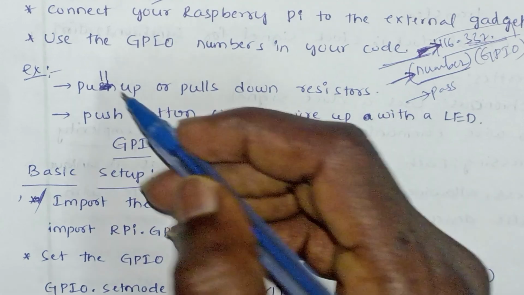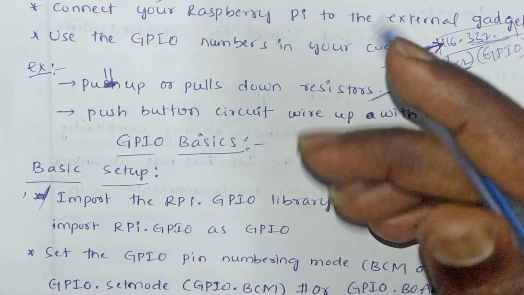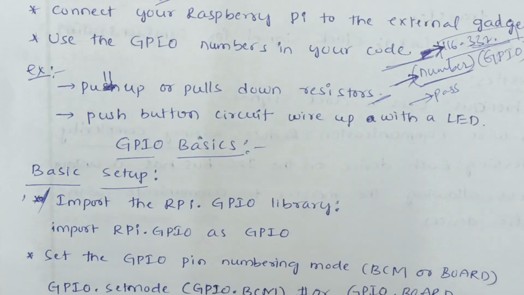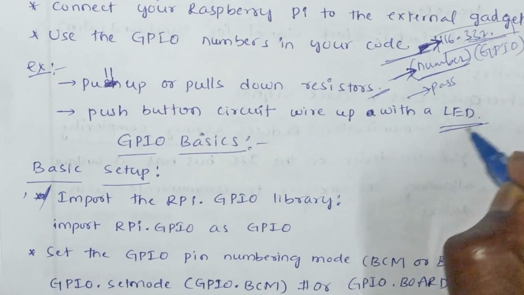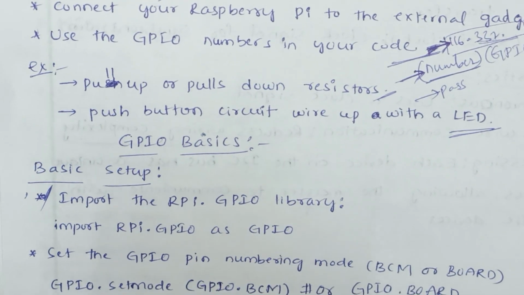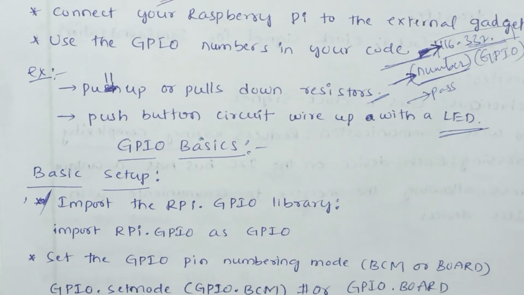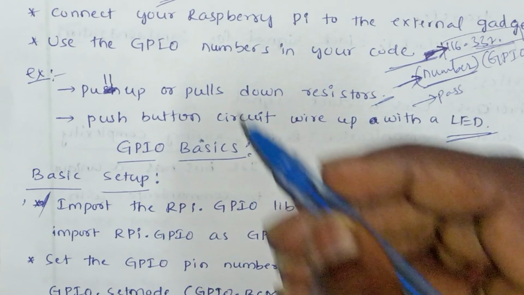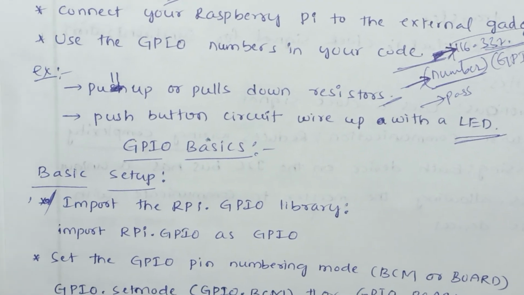Next, examples: pull up or pull down resistors. We have to pull up and we have to pull down. There are two cases in resistors, for example, an LED, we can turn off and on by using Raspberry Pi sensor networks. Okay, I told you about GPIO, how the GPIO numbers work, and we will discuss the GPIO basics here.